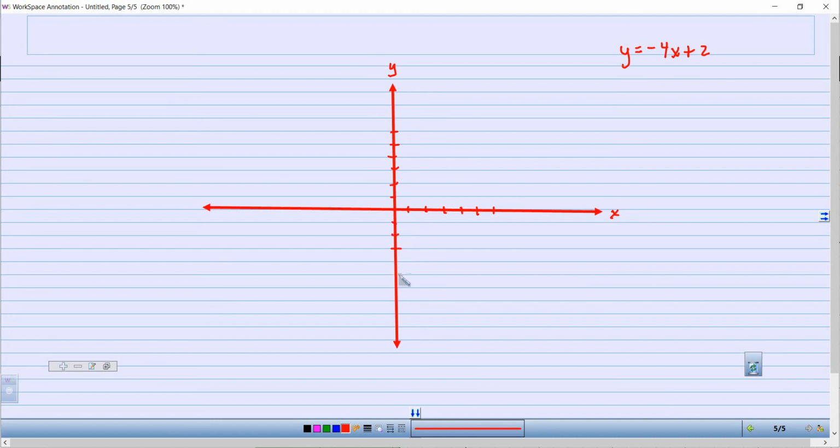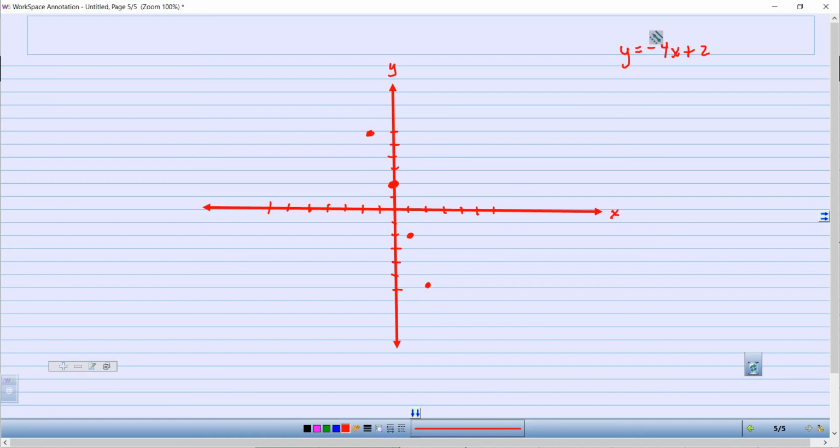All right, so when I go to graph that equation, remember it's in slope-intercept form. So I'm going to start with the y-intercept, which is 2. All right, and then I'm going to have a slope of negative 4. So I'm going to go down 1, 2, 3, 4, and over 1. And then I'm going to go down 1, 2, 3, 4, and over 1. Or I could go up 1, 2, 3, 4, and to the left 1. Okay, so those would be my points.